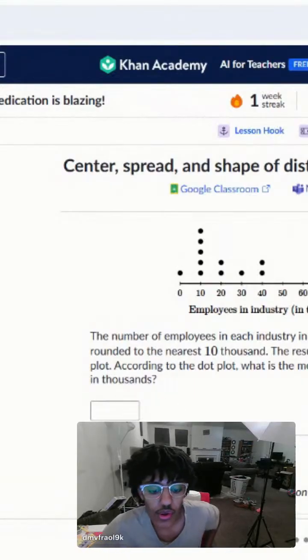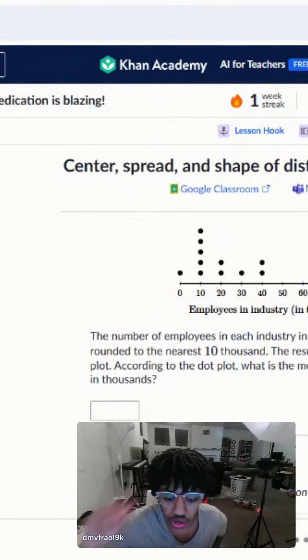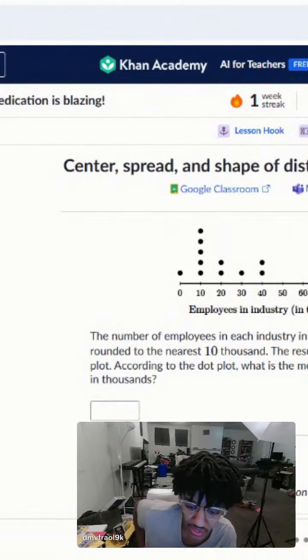Okay, let's read now. The number of employees in each industry in Seattle was recorded and rounded to the nearest 10,000. These results are displayed in the dot plot. According to the dot plot, what is the median number of employees in thousands?